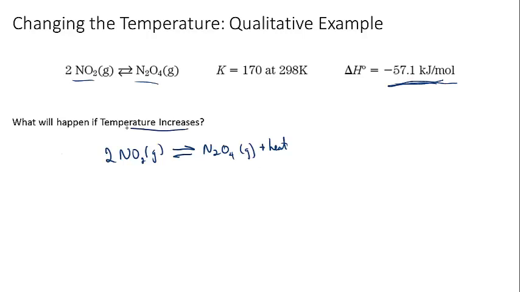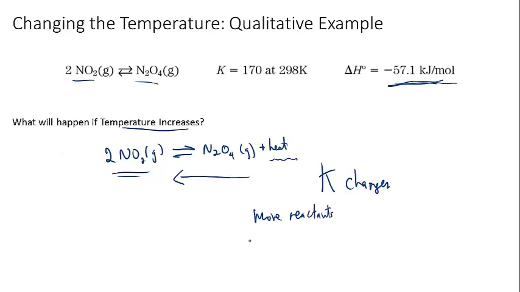Therefore, if temperature increases, it's like adding heat, so the reaction is going to shift to the left. And the key here is that in the case of temperature changes, K, the equilibrium constant, changes. In this case, you're going to have more reactants and fewer products. And therefore, because remember, K is products over reactants, if you have fewer products and more reactants, K is going to decrease in this particular case.